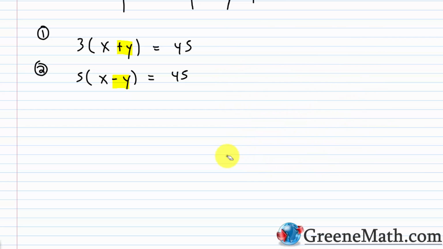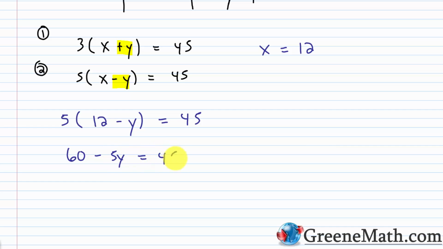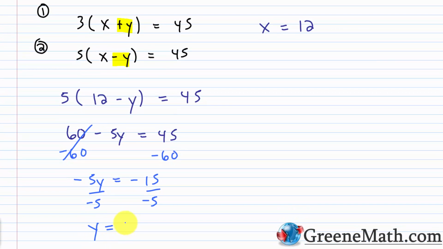So what is y going to be? x equals 12, so let's plug that back into, let's say, equation 2. We'd have 5 times the quantity 12 minus y equals 45. 5 times 12 is 60, so you'd have 60 minus 5y is equal to 45. We would subtract 60 away from each side of the equation. That would cancel. You'd have negative 5y is equal to 45 minus 60, which is negative 15. Divide both sides of the equation by negative 5, and you'll get y is equal to 3. So x is 12, y is 3.